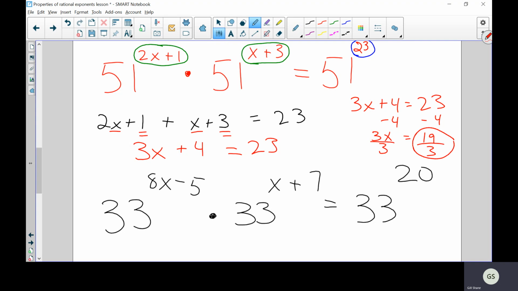So that winds up being your final answer. X equals 19 over 3. You're not going to guess at that kind of an answer. That's why you have to know how to set it up quickly.